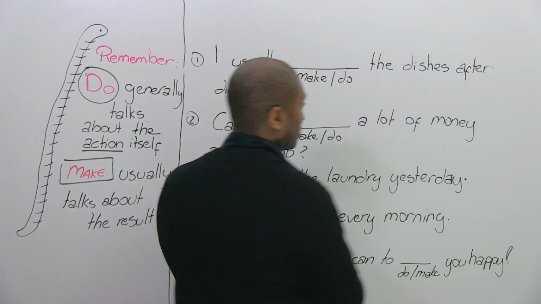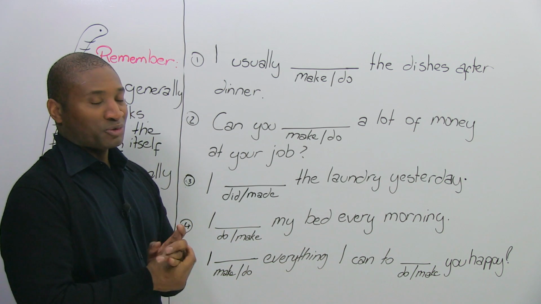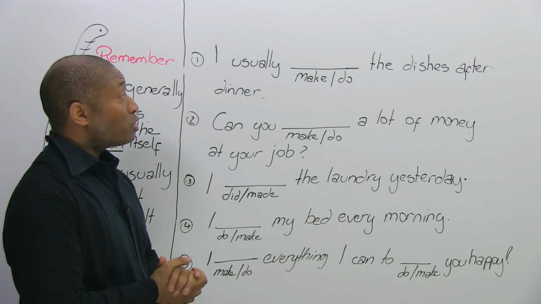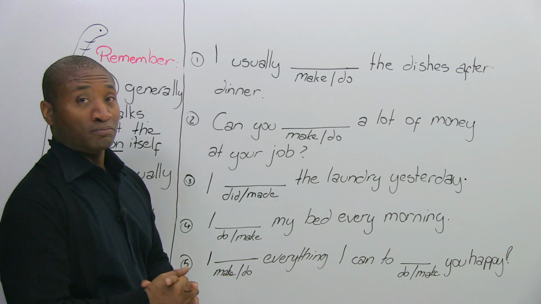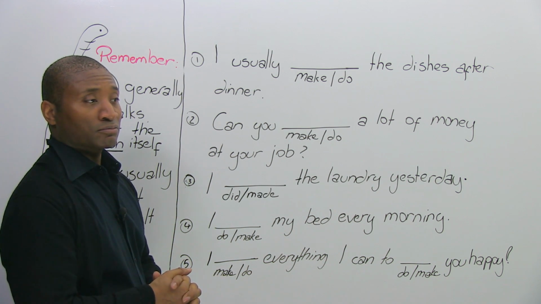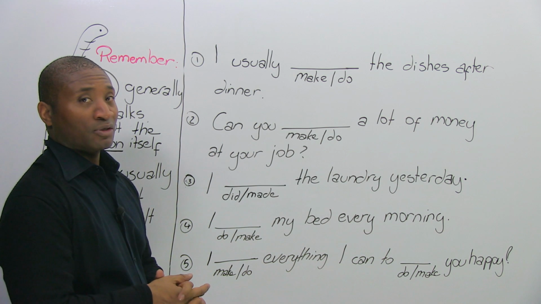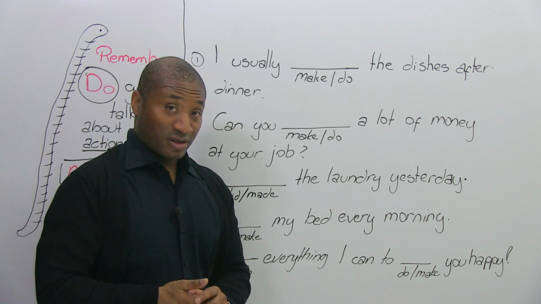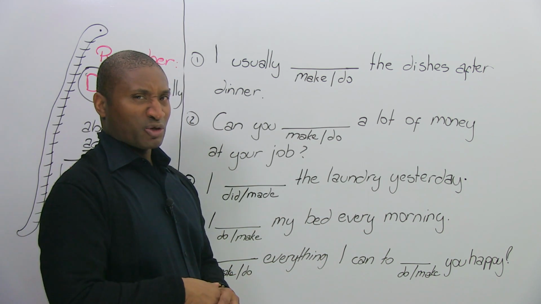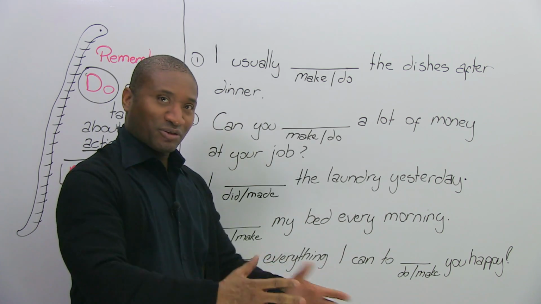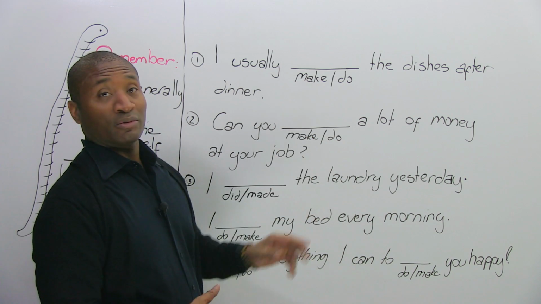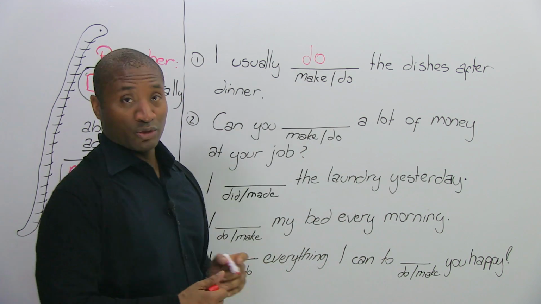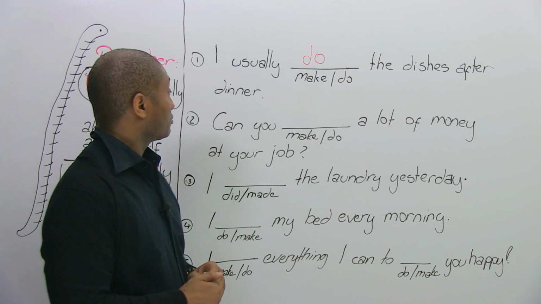Time for the quiz. Are you ready now? I'm sure you are, because now you're going to be an expert at English and speak like a native, right? So let's do number 1. I usually something the dishes after dinner. Would you say do or make? Think. Is it repetitive? Is it an obligation? Are you producing? Are you actually making dishes? Making, creating? Do. I do the dishes, right? And I helped you by telling you it was repetitive and obligation. We do the dishes. Are you ready for number 2?